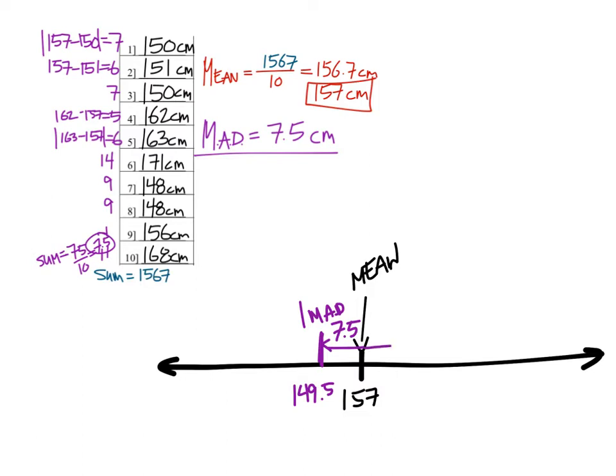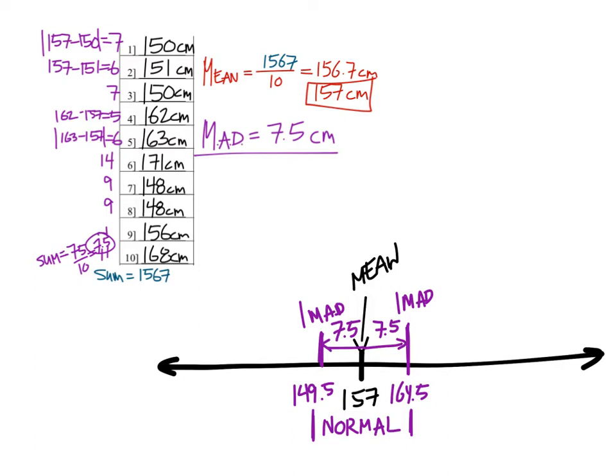But I should go in the other direction as well, another 7.5. And that should put me at 164.5. All right, so we have this range right here from 149.5 to 164.5. If you're within one mean absolute deviation, we would consider those values to be pretty normal, at least for the list of numbers that we have. Because if we found a different list, of course, these values themselves could be considered extremely abnormal.